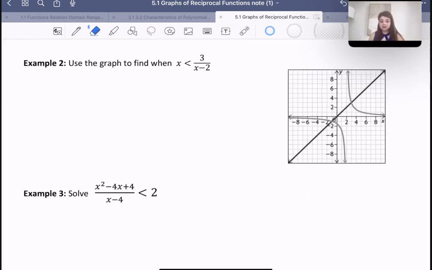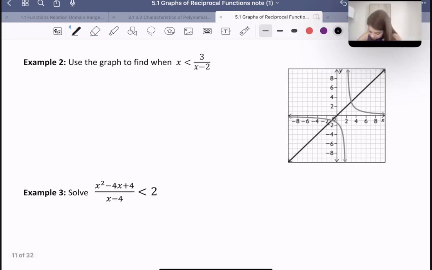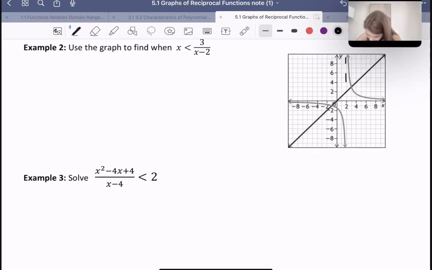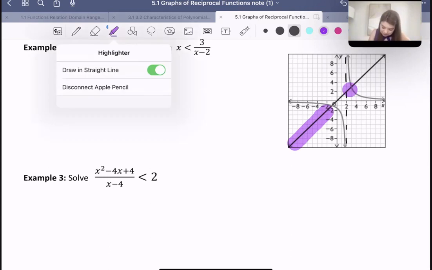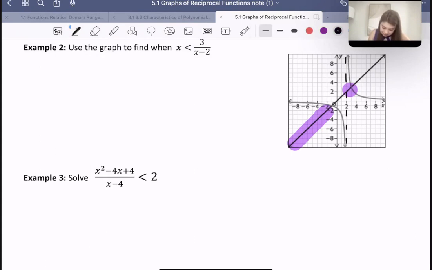Okay, so the next question asks, use the graph to find when x is less than 3/(x - 2). In other words, where does this graph, which looks like it has an asymptote right here, when is the line less than the graph? Well, the line is clearly less than the graph over here. The line is also less than the graph in this little space right there. I think the highlighter is too big to get it, but yes, in that space there.